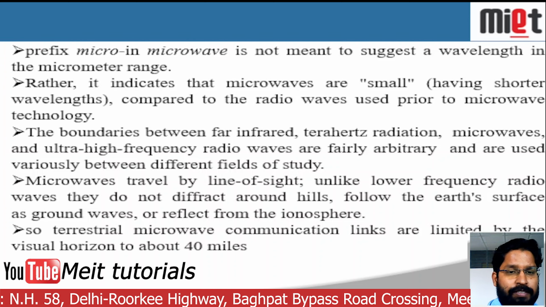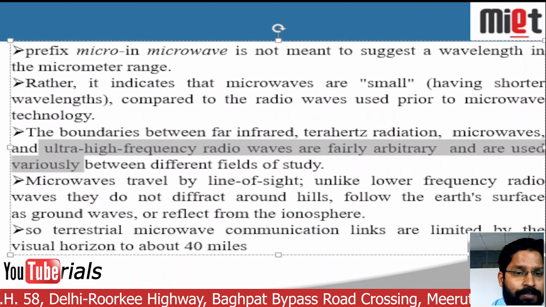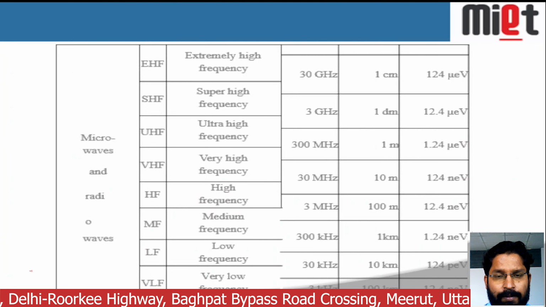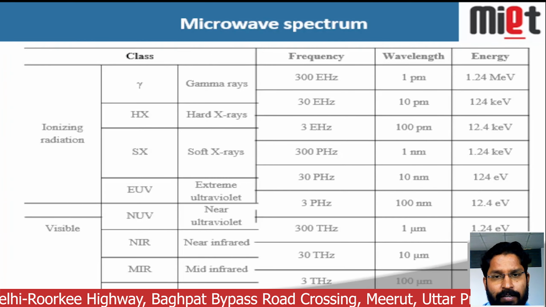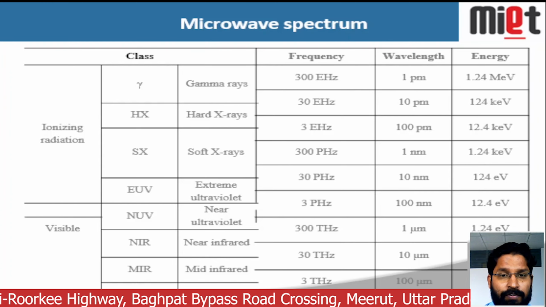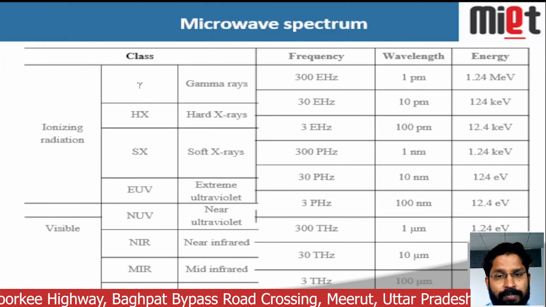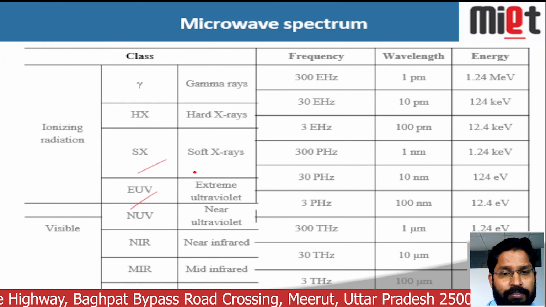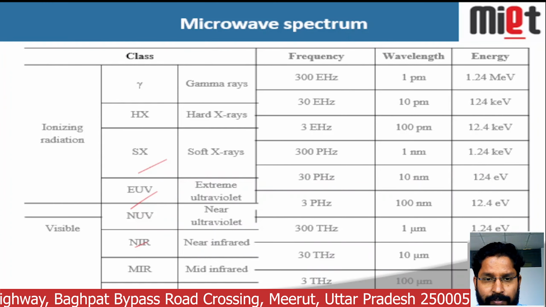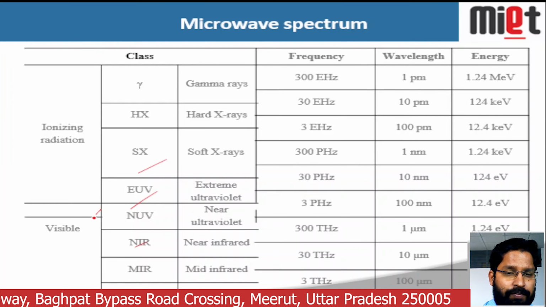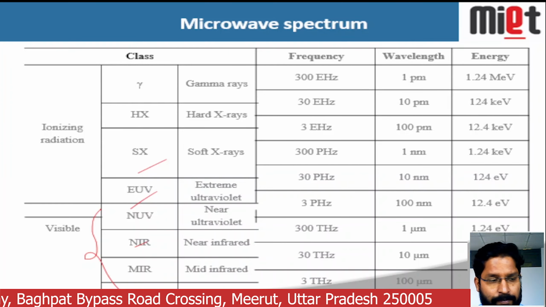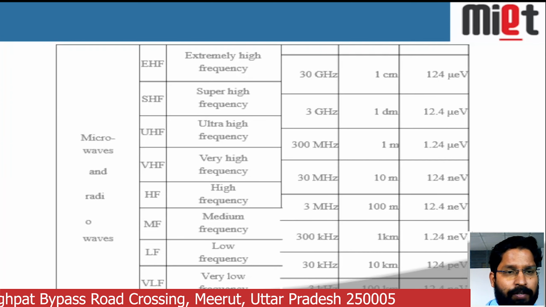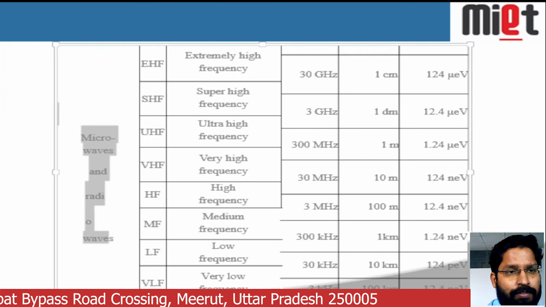We also discussed all these things in the previous classes. We discussed the microwave frequency range. The spectrum includes gamma rays, hard X-rays, and X-rays are also used for different applications. The visual frequency band is given here, and the microwave frequencies are given here.